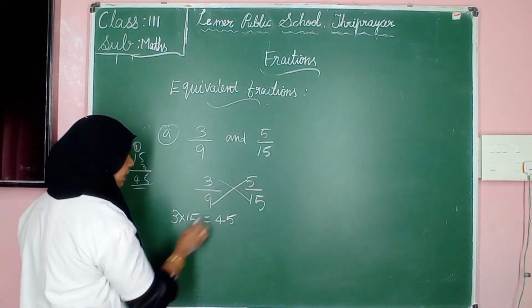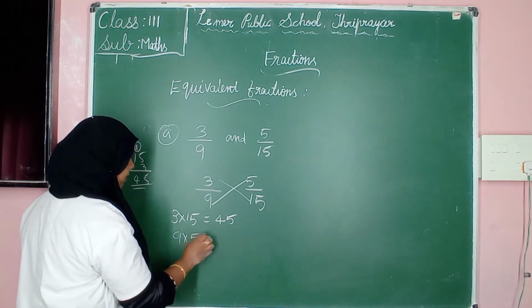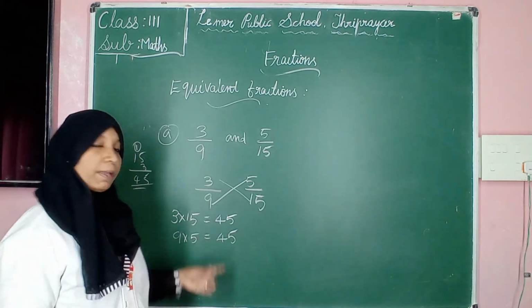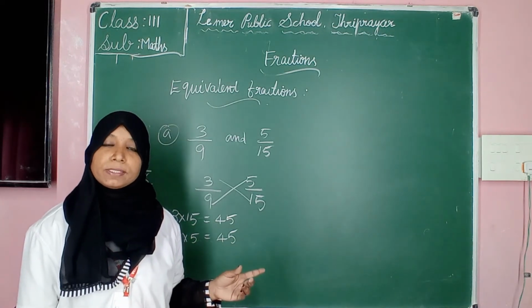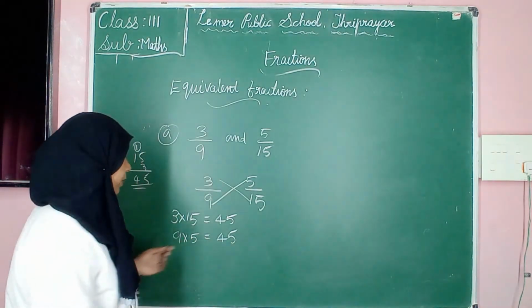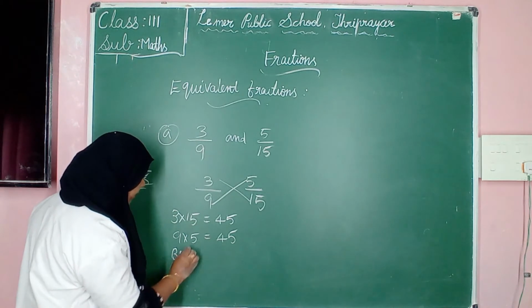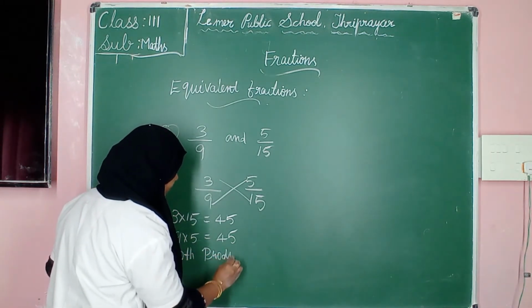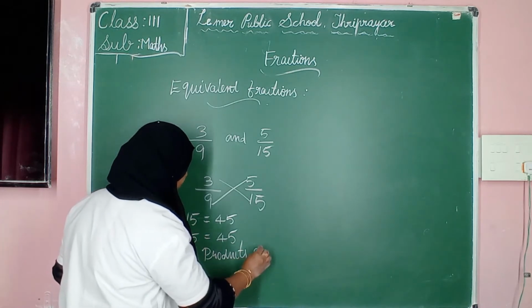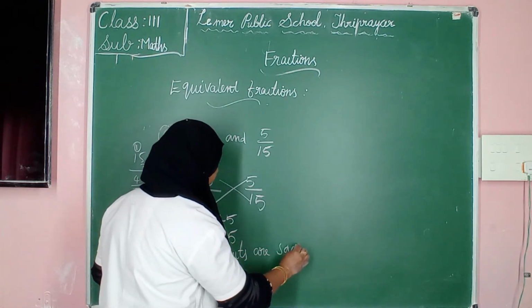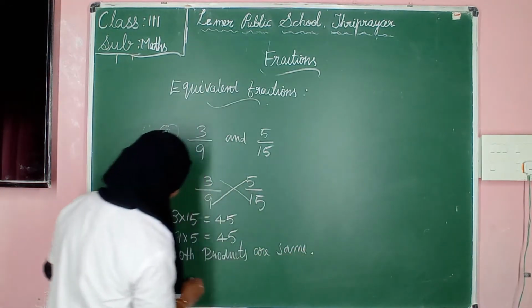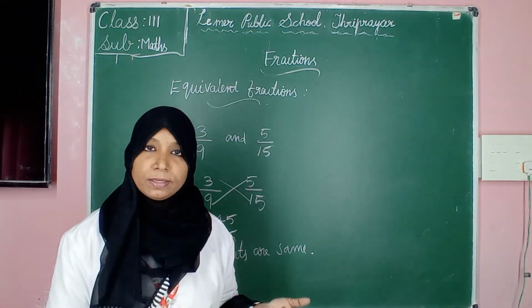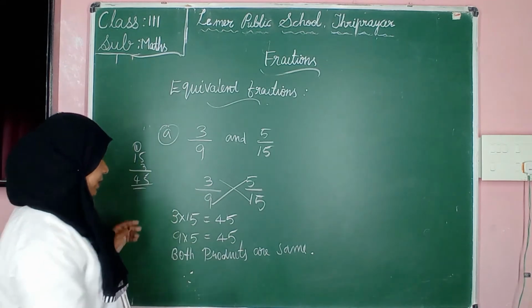Then multiply 9 into 5. What is 9 into 5? We know 45. Both products are same. So, here write both products are same. Therefore, either you can write 3 by 9 and 5 by 15 are equivalent, or you can use equal sign.